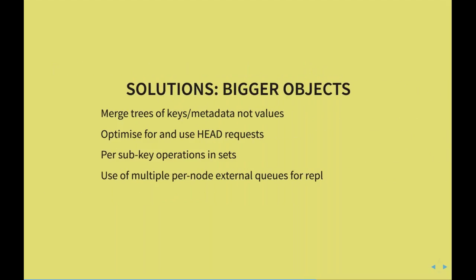So part of the answer is going to come through the LevelEd backend again, where the merge trees are going to be keys and metadata, not values. That write amplification is reduced dramatically.